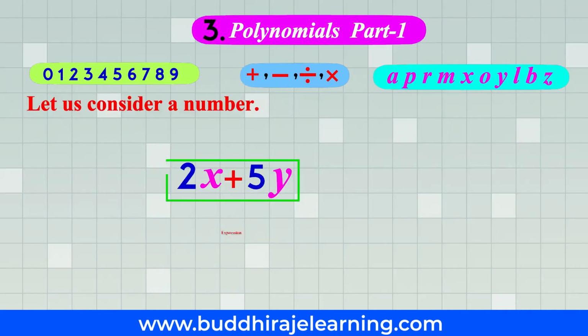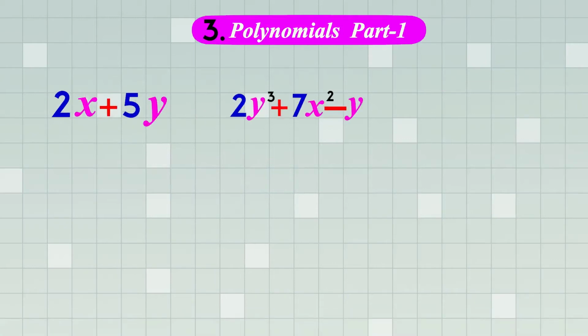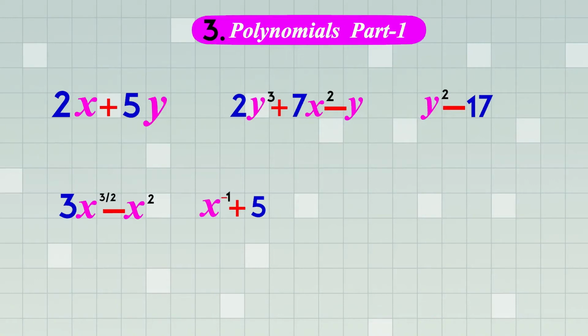Now students, let us consider a few more expressions like this. The second expression, that is 2y cube plus 7x square minus y. The third expression, y square minus 17. The fourth expression, 3x raised to 3 upon 2 minus x square. And the fifth expression, x raised to minus 1 plus 5. So students, all these that you are seeing are expressions. So you have understood what expressions are.